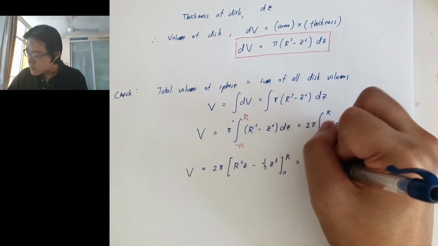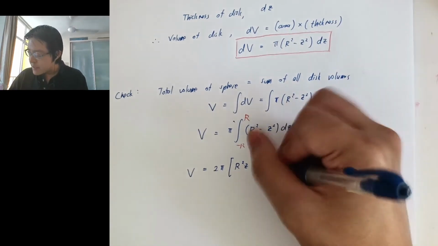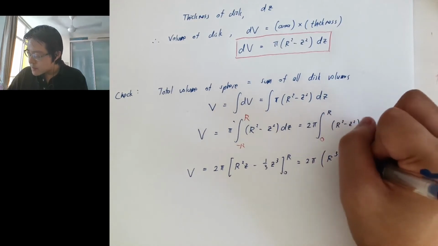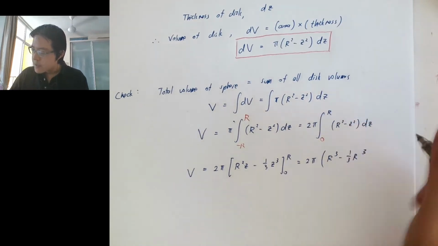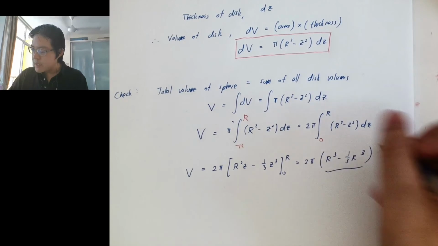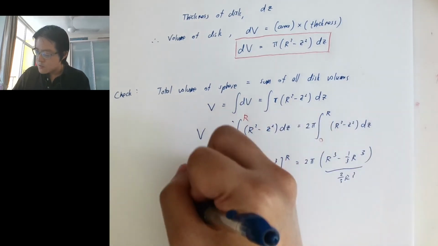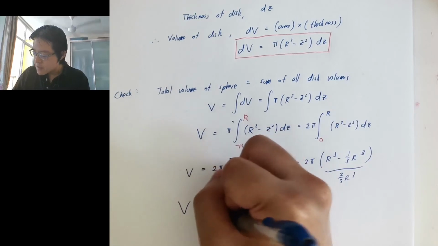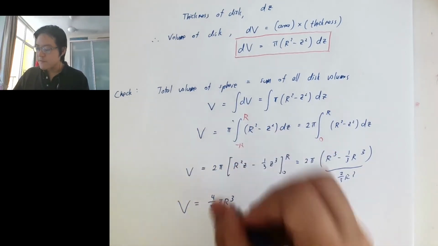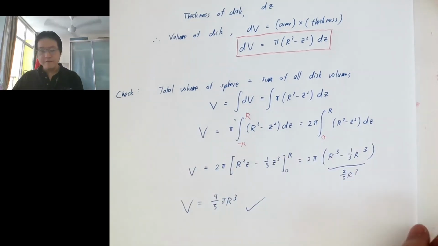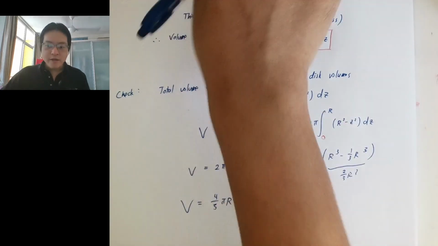And then I have 2π, and if I plug in the upper limit, I get r³ minus 1/3 r³. So this part will give me 3/3 minus 1/3, which gives me 2/3 r³. So 2/3 times 2π will give me 4/3 π r³, which is the volume of the sphere. So we have confirmed our volume integral.